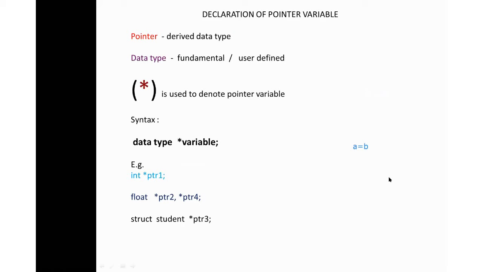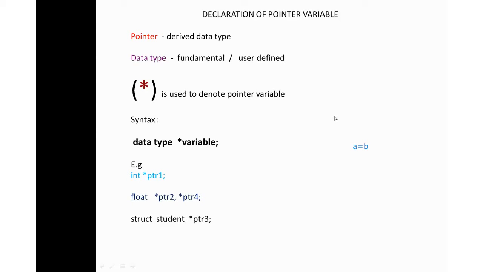Next, your pointer later becomes a derived data type. Why a derived data type? Because from your fundamental data type only, you're going to extract and bring it out. So the data types used could be your fundamental data type, or later you can make it a user defined data type also.